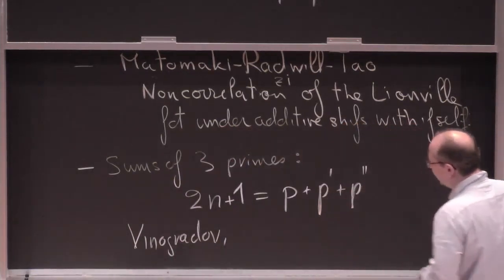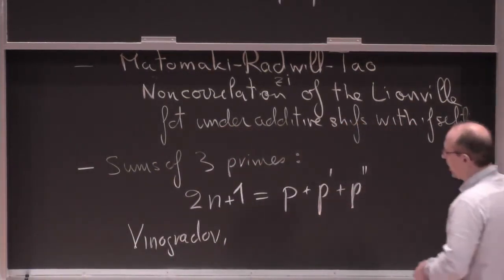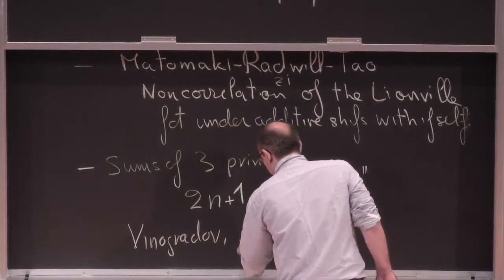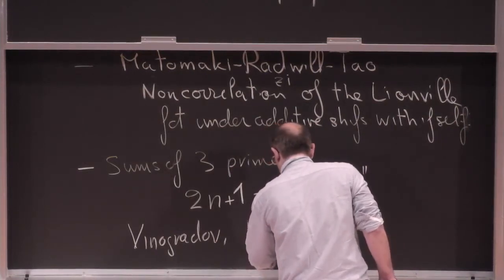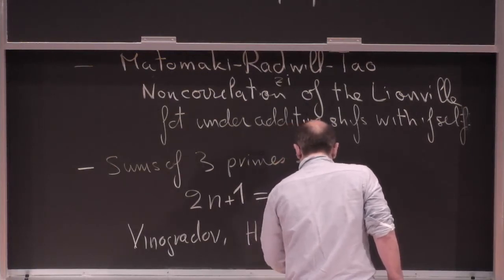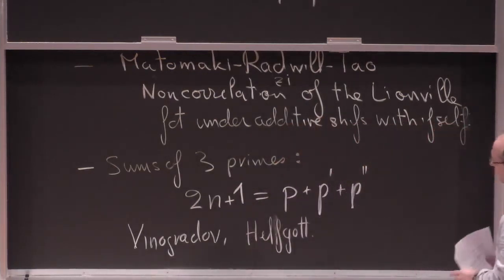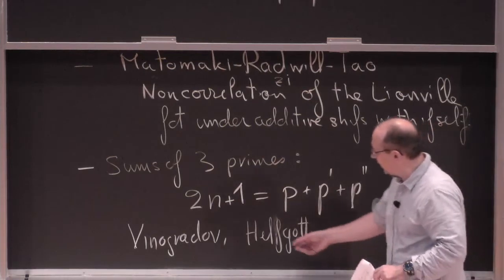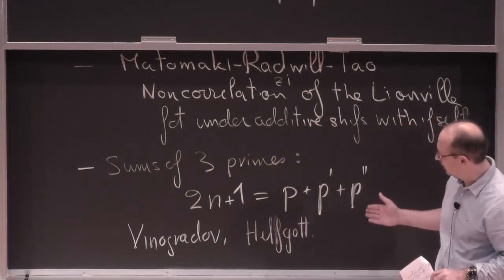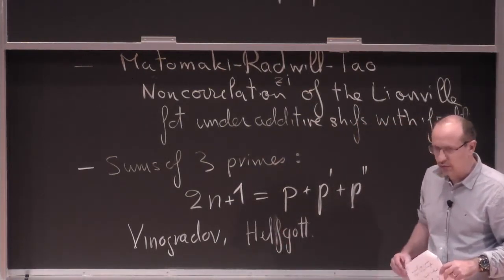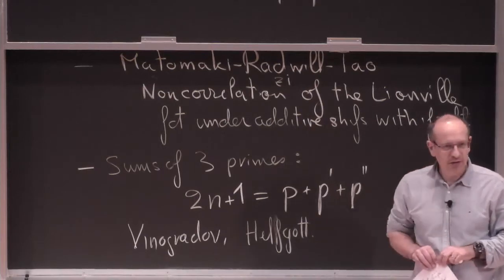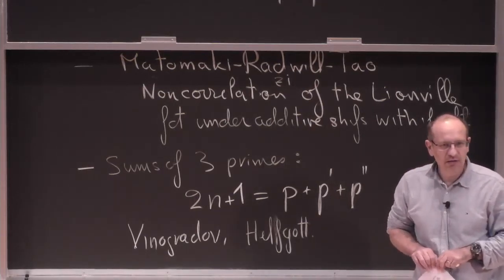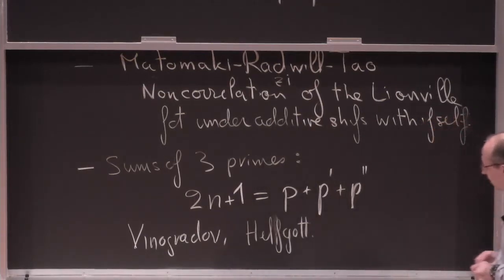And very recently, there has been the work of Harald Helfgott, who replaced "sufficiently large" by the exact statement: I guess any odd number greater than, I don't remember, 7 is a sum of three primes.